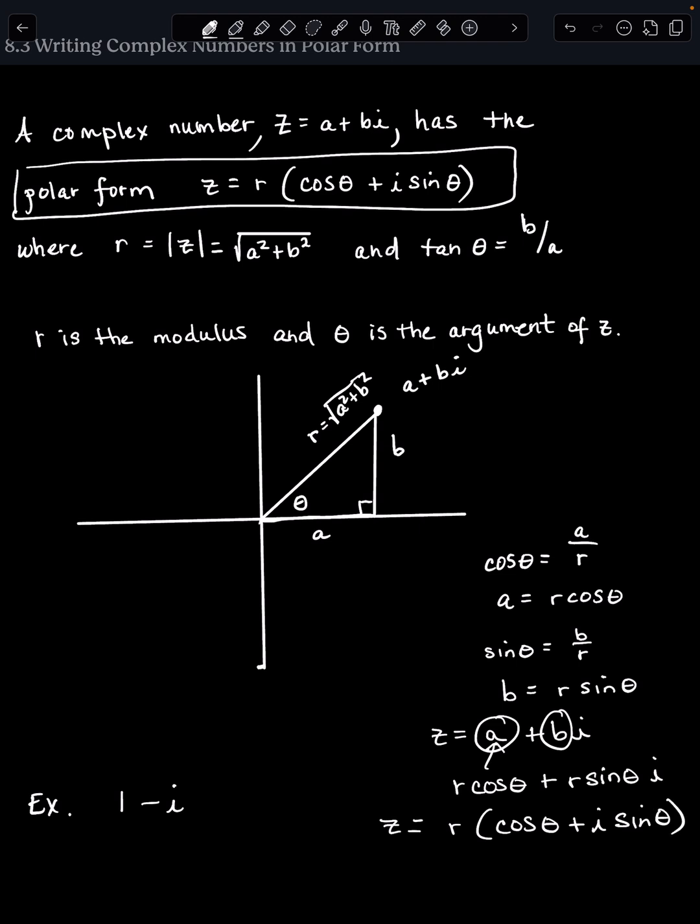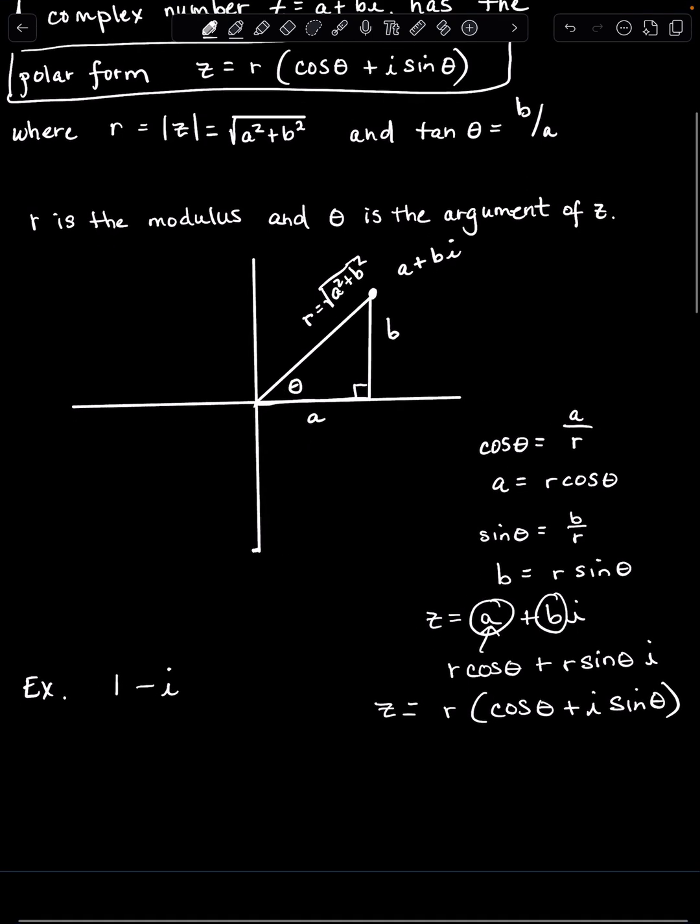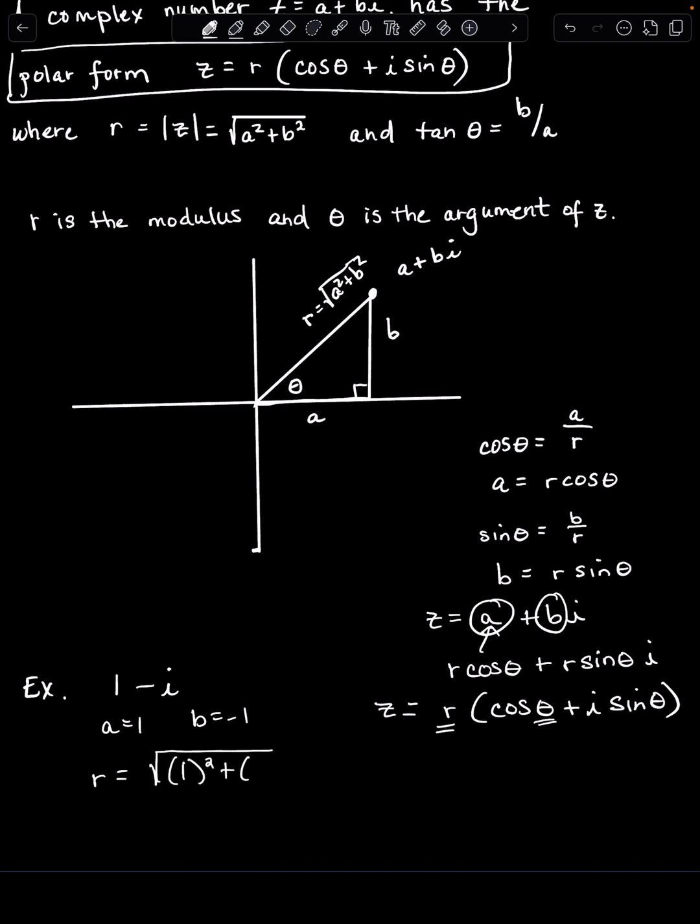So what we need in order to write complex into polar is r and theta. We know how to find r and theta. We've been finding r and theta when we did rectangular. Now we're doing it for complex. In this case, I've got a equals 1 and b equals negative 1. How do I find r? I know that r is the absolute value, or the modulus, and that's the square root of a squared plus b squared, or in this case, 1 plus 1, which is the square root of 2.